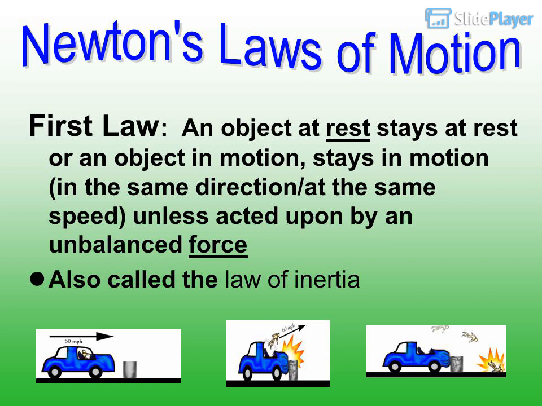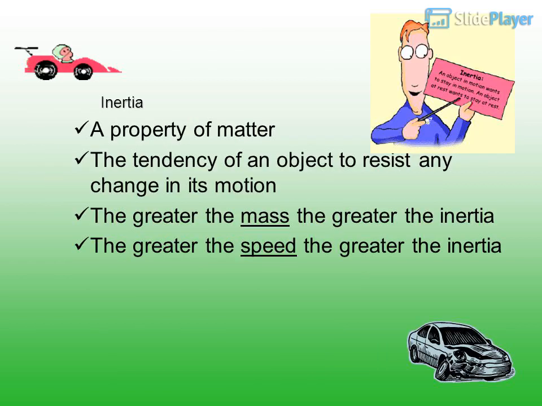Newton's laws of motion. First law: an object at rest stays at rest, or an object in motion stays in motion, in the same direction and at the same speed, unless acted upon by an unbalanced force. Also called the law of inertia. The tendency of an object to resist any change in its motion.